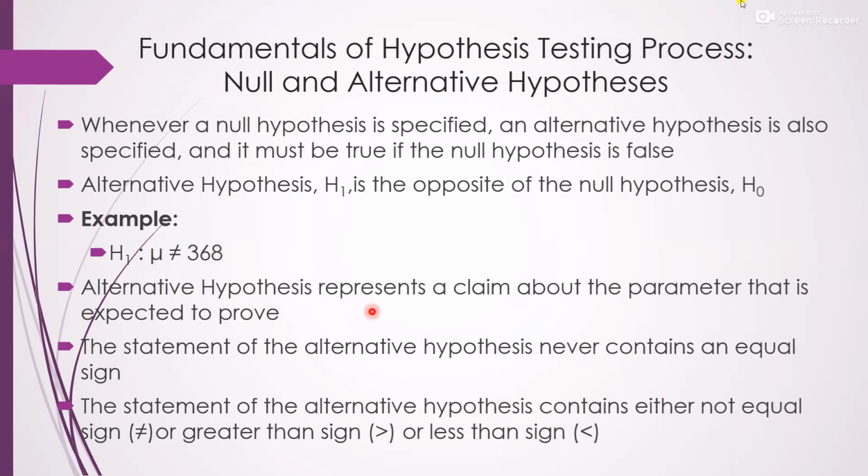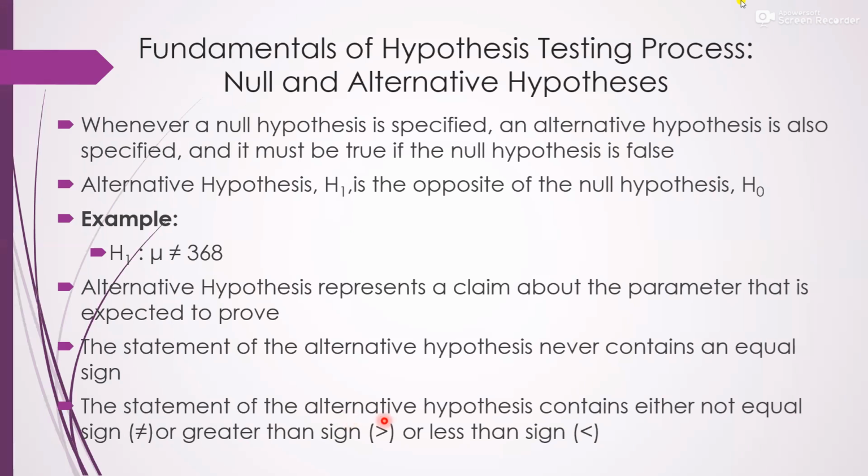Right? So it represents a claim about the parameter that we are expected to prove. The null hypothesis is the current belief about the situation; the alternative is what we are expected to prove. Now we say that we have a doubt: the filling process is not working properly. If it's not working properly, what does it mean? Mu not equal to 368. That is specified in the alternative hypothesis.